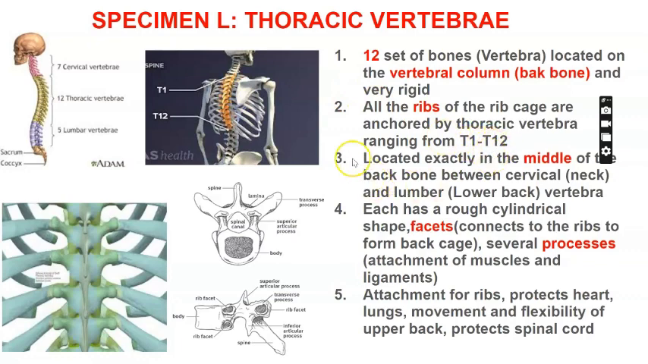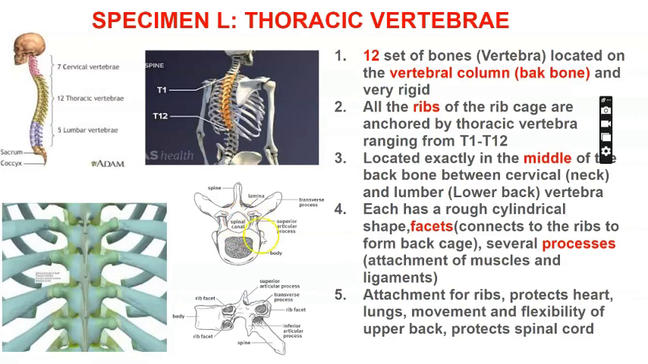Then the location: exactly, they are located in the middle of the backbone, between the cervical, that's the neck vertebrae, and the lower back vertebrae, known as the lumbar vertebrae. So you can see in between the cervical vertebrae and the lumbar, we have the thoracic vertebrae. It is used for the attachment of ribs. It also protects the heart and the lungs. It aids flexible movements in the upper back, and it also protects the spinal cord.